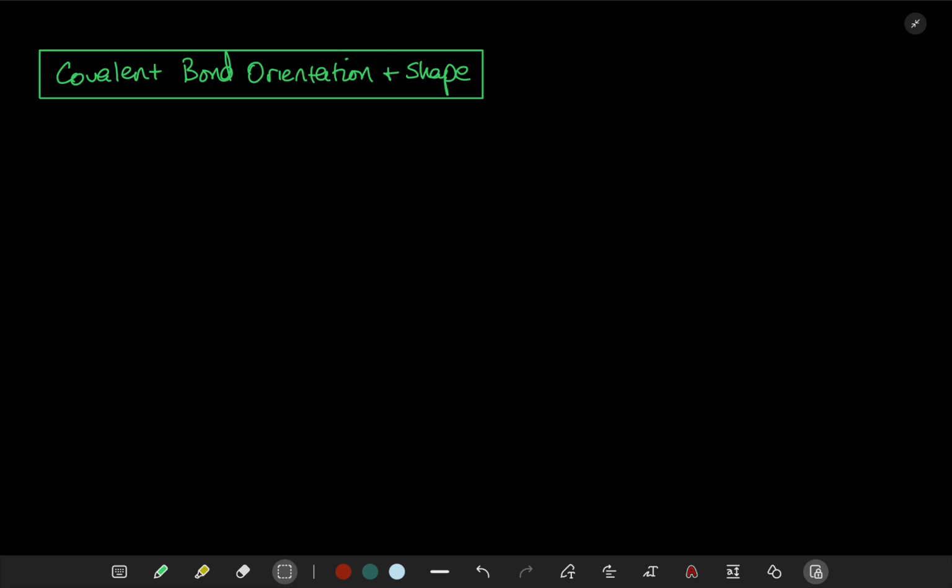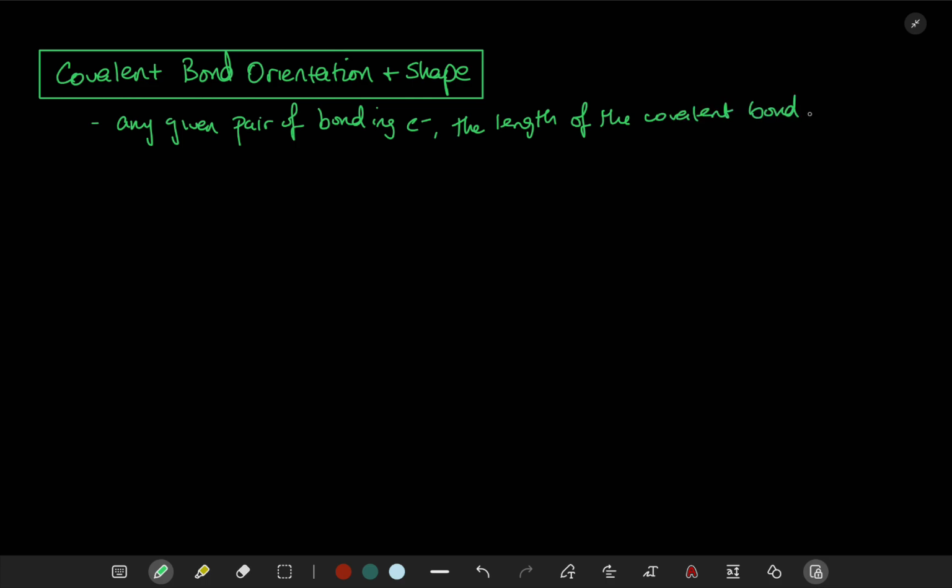So the first thing is that for any given pair of bonding elements, the length of the covalent bond is always the same.